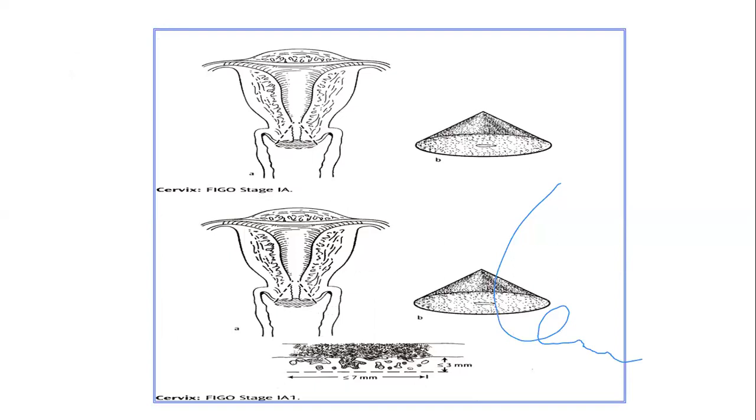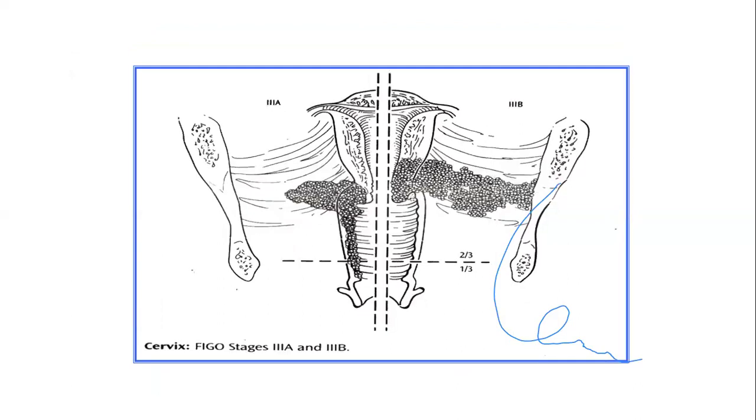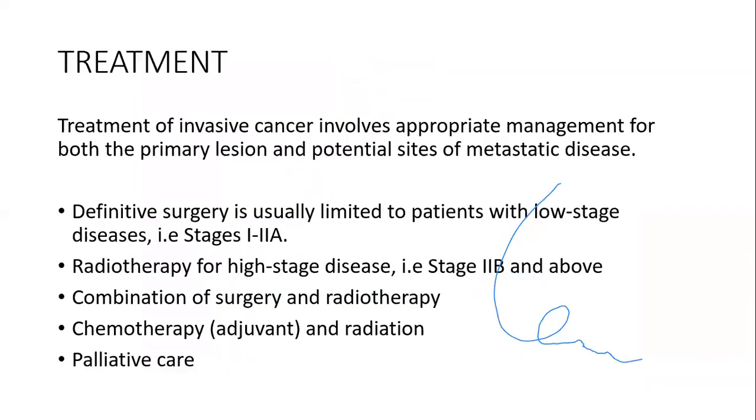So these are just images that are showing us the various stages. So here we have the spread involving the upper 2/3 of the vagina, the parametrium. You have further spread down the vagina and the pelvic side walls. Then this one is involving the rectum behind and the bladder in front.